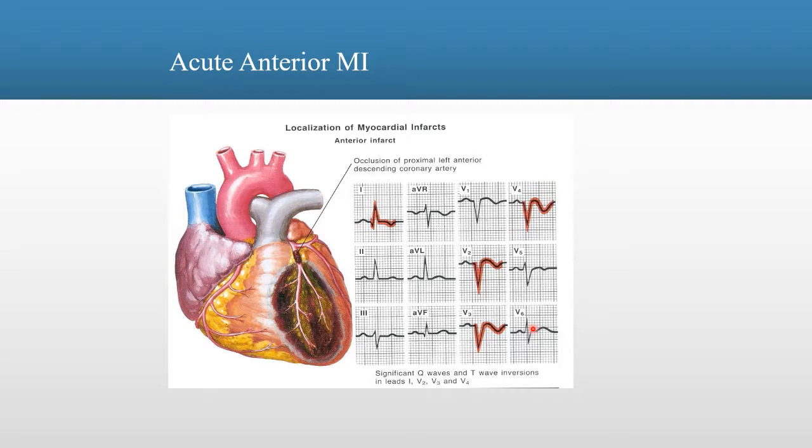Third, septal. The septal portions are indicated by V1 and V2. Finally, the anterior portions. The anterior leads can be seen in V2, 3, and 4. So a pattern actually emerges for reading the EKG the same each time.